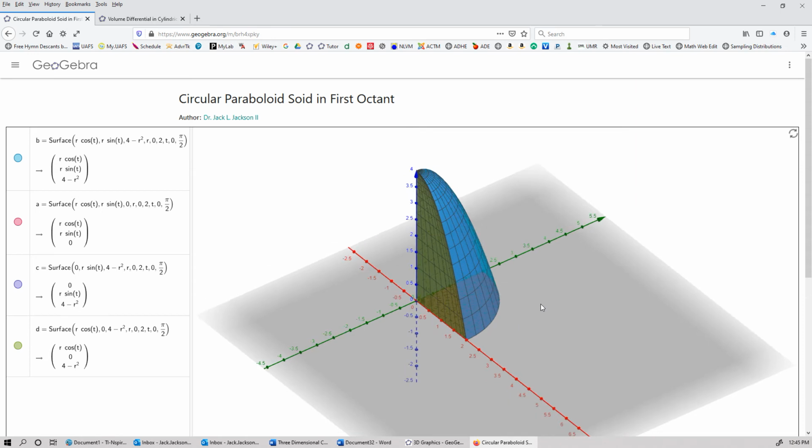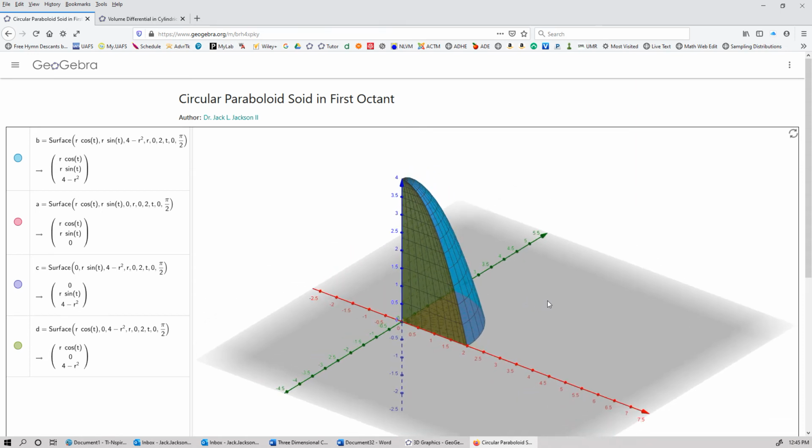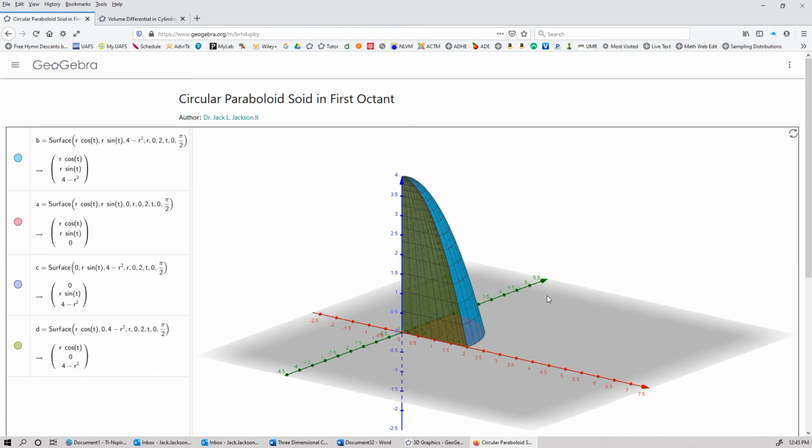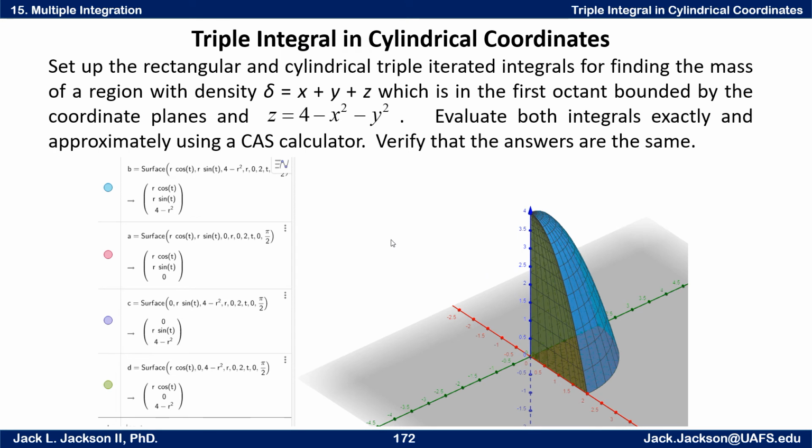Okay, so we can get an idea of what we're looking at for our domain. Now we have to set up our integrals. The triple integral of dV over that domain is the volume, and the triple integral of the delta function x plus y plus z over that domain is the mass. But to actually do that, we need to set that up as iterated integrals.